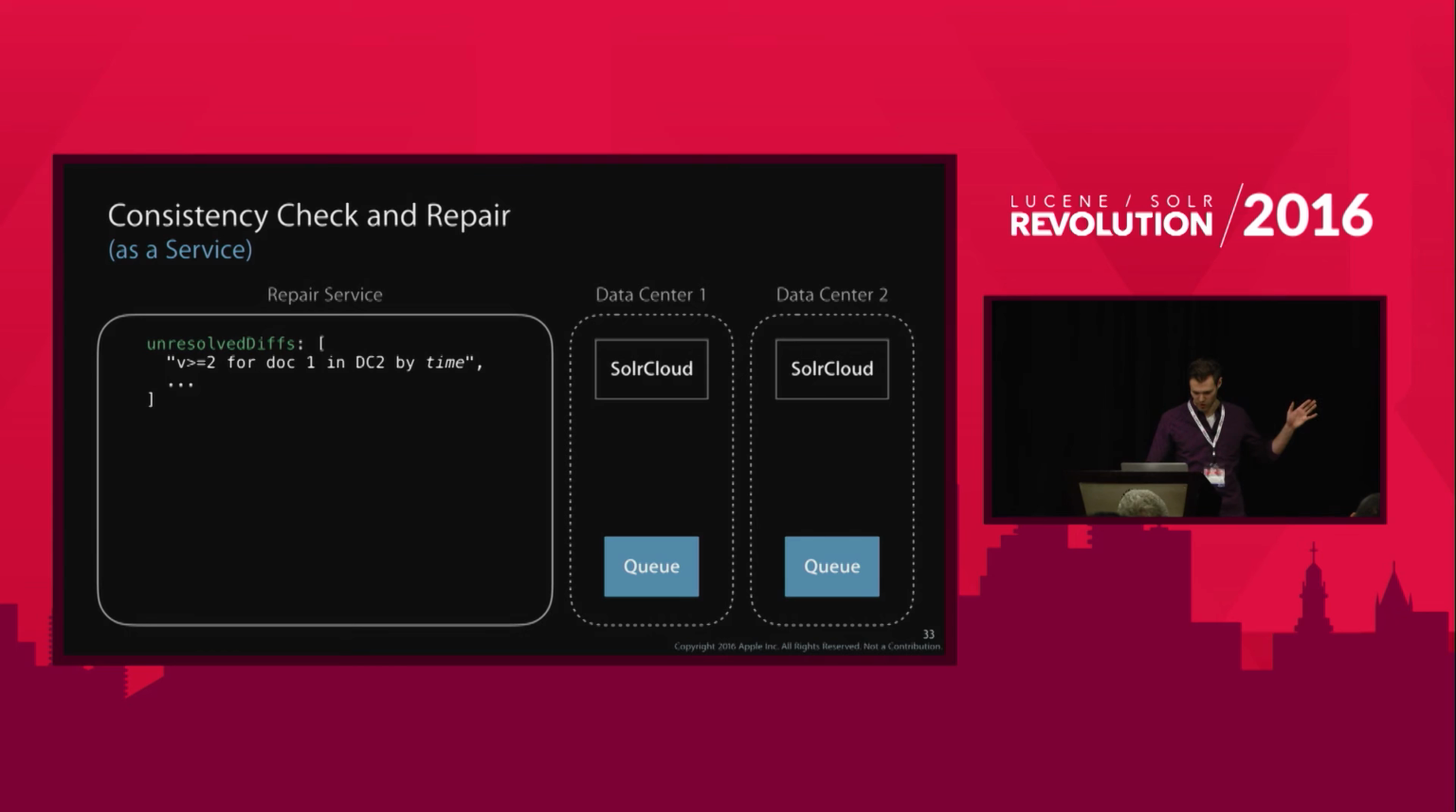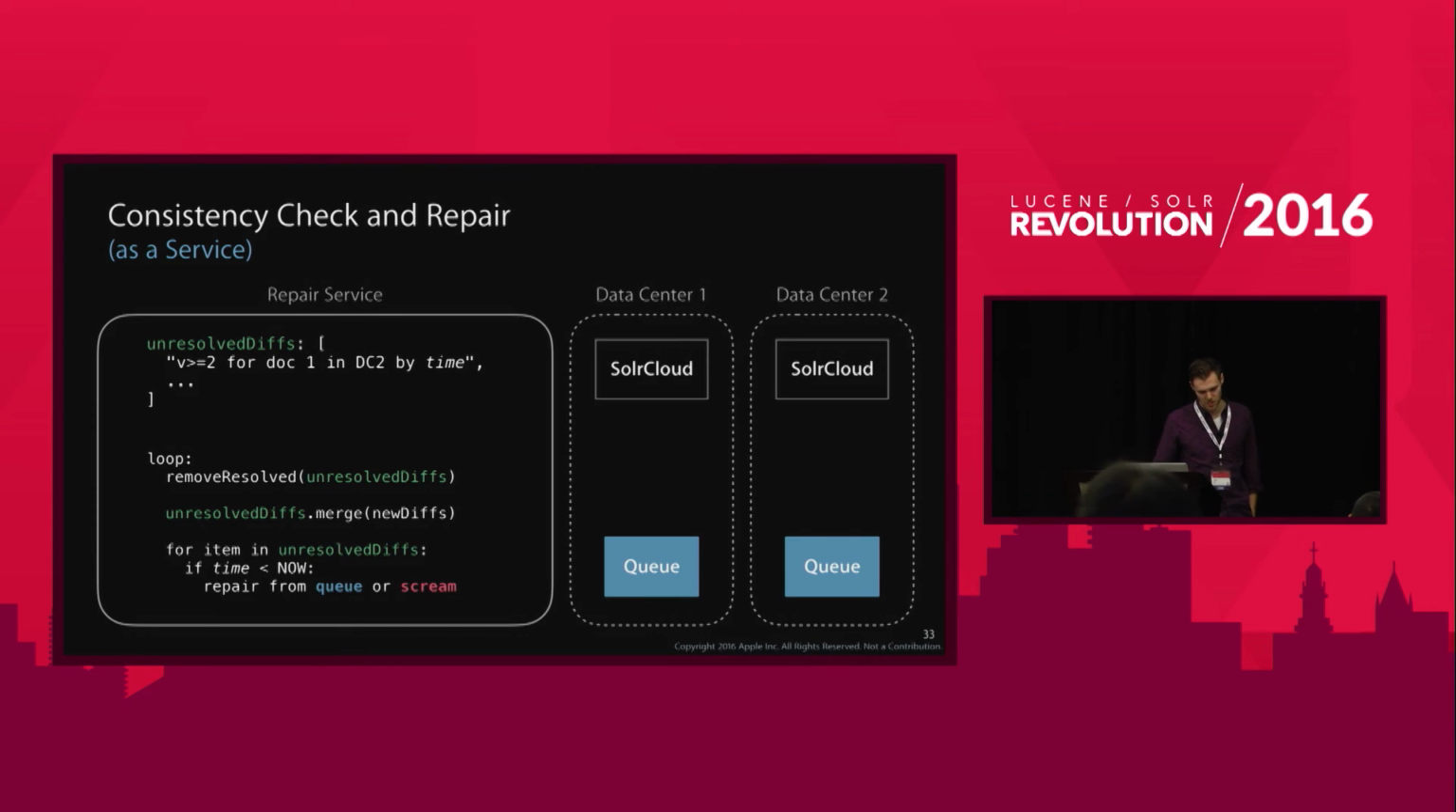And that's the example we looked at before. And then the program logic really just loops and does 3 things. First, it looks in the list of unresolved diffs, and then it will just go query Solr directly and say, what's the version of this document? And if that diff is resolved, take it out of the list, and then you move on. If it's not, you leave it in the list.